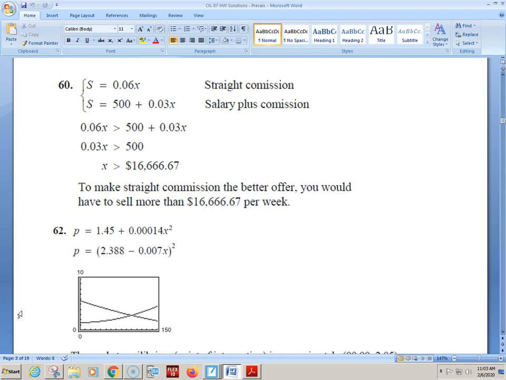So really what you're doing is taking that 6% by your sales, X, and then the 500 plus 3% of your sales, and saying, okay, when will that straight commission be better? It's just a good old-fashioned greater than inequality. And then we're just getting the X terms alone, and we're solving, and we're saying, hey, if you're selling more than 16,000 whatever, dollars or product, like, yeah, go for the 6%. But if you're like, yeah, there's no way, go for the 500 plus because you'll make more.